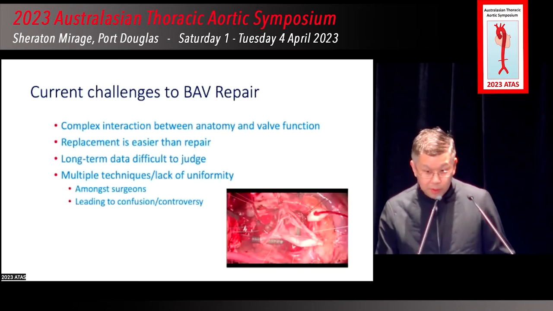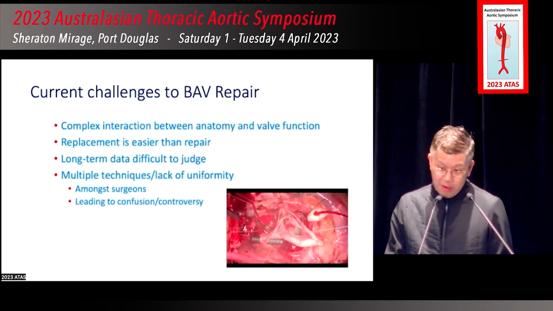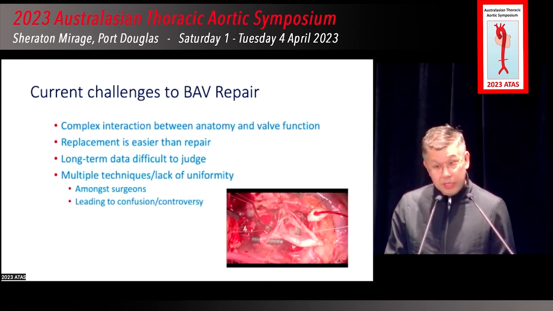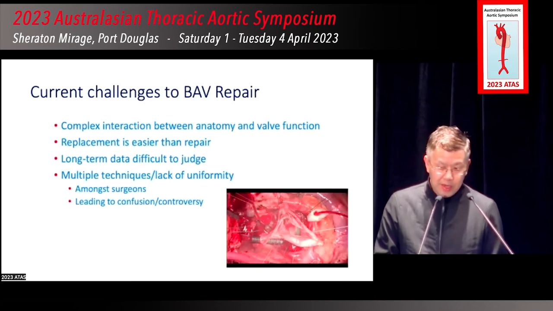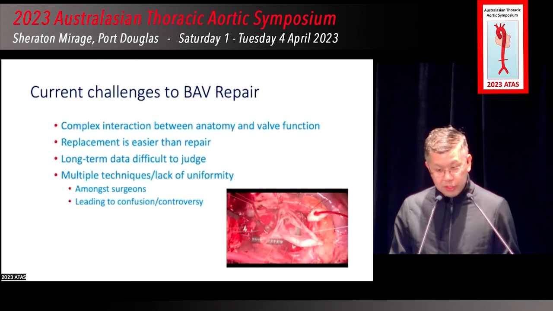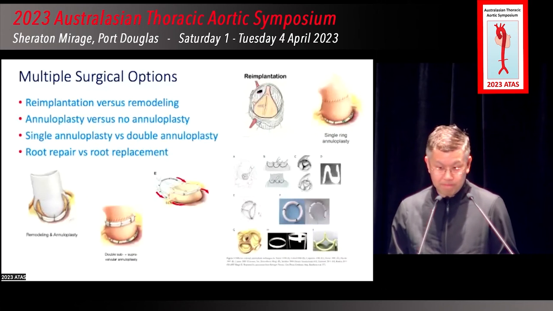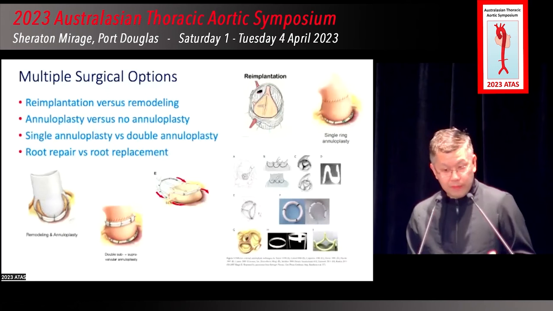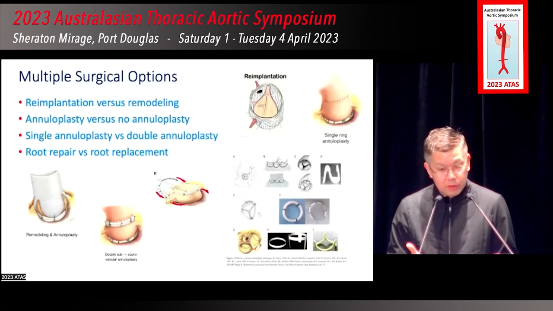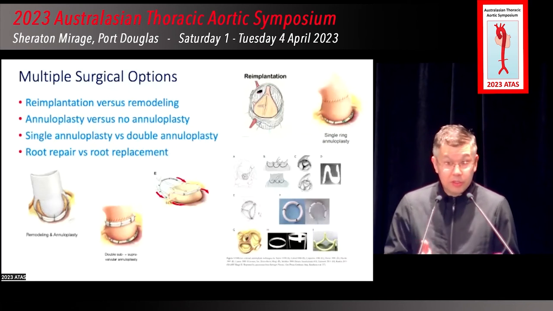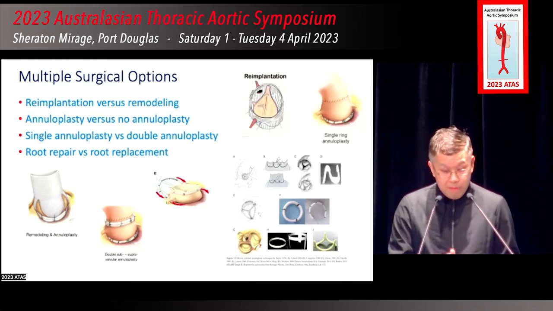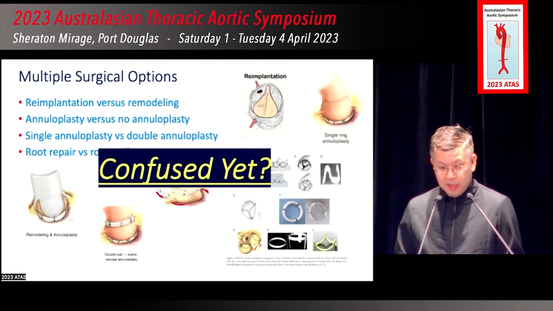The current challenges to bicuspid valve repair are the complex interactions that exist between anatomy and valve function. It's easier to replace than repair. Long-term data are still difficult to judge, and there are a lot of different techniques among surgeons, all of whom are leading experts, and lack of uniformity leads to potential confusion and controversy. So if you think about all the options, we've got reimplantation versus remodeling. We've all heard these terms: annuloplasty, no annuloplasty, single annuloplasty, double annuloplasty, root repair, root replacement. It's easy to get confused here, quite honestly.